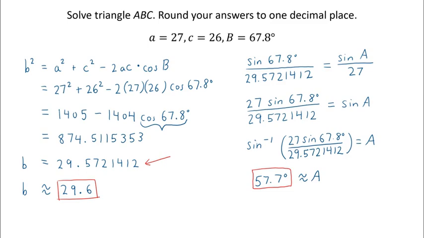Now we can use the information that we have to find the measurement of the last piece of information that we need, which is the measurement of angle C. To find the measurement of angle C, I'll start with 180 degrees, subtract 67.8 from that, and then subtract 57.7 from that, and that will leave us with the measurement of angle C. And with that, we found that the measurement of angle C is about 54.5 degrees.